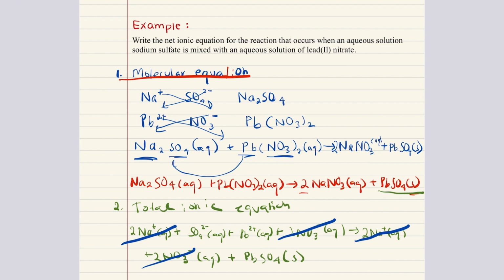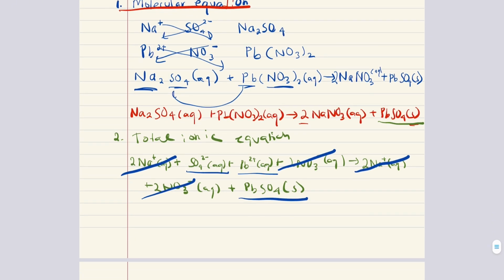What we're left with is what is going to be written for our net ionic equation. We have lead and sulfate ions in the reactants and lead sulfate in the products. So now we can go ahead and write our net ionic equation. We're going to write it by removing the spectator ions. Those are what appear on both sides of the arrow, completely unchanged.